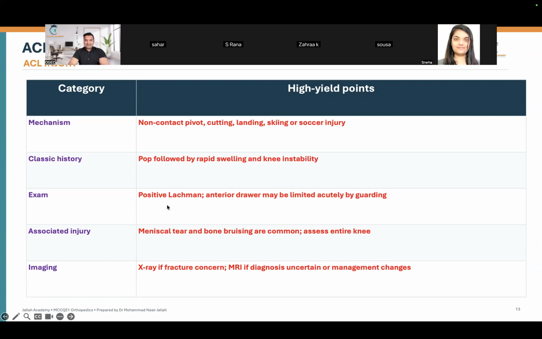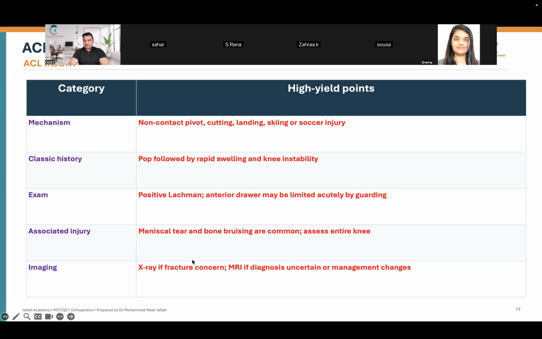Okay. Exam, how do I examine? Anterior drawer test is commonly done, but it's not more specific. So the most specific, if they give you all this, always go for the Lachman test. Very specific. May be limited acutely by guarding, or associated injury such as a meniscal tear. Always for any knee pain, we have to rule out the meniscal tear, the anterior cruciating ligament, the patellar fracture, the lateral collateral ligament, the medial collateral ligament, and also patellofemoral syndrome.